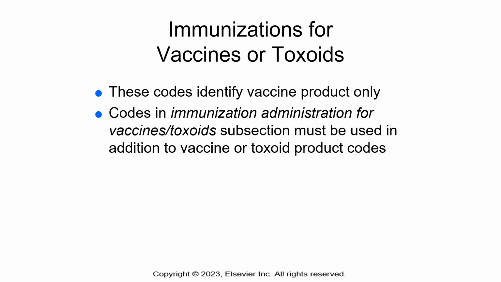In immunizations for vaccines and toxoids, you have to list the exact vaccine that was administered. It has to be listed on the claim form. So we're looking at only the vaccine type specifically. Immunization administration is used in addition to the vaccine or the toxoid product code. So in other words, what did we inject is one code, and that we injected is another code, so that you have two codes there.